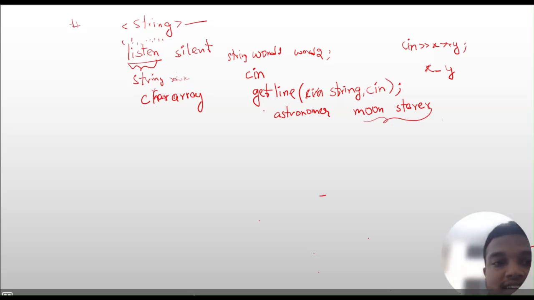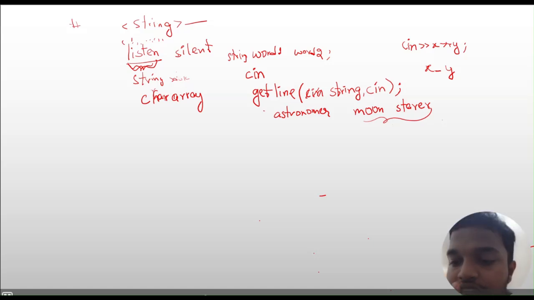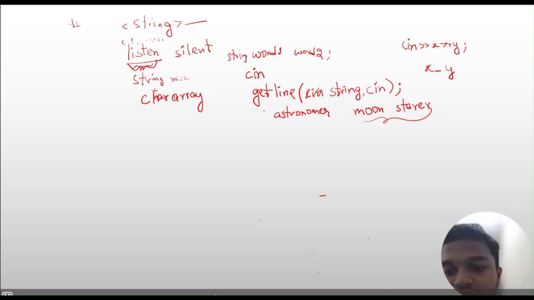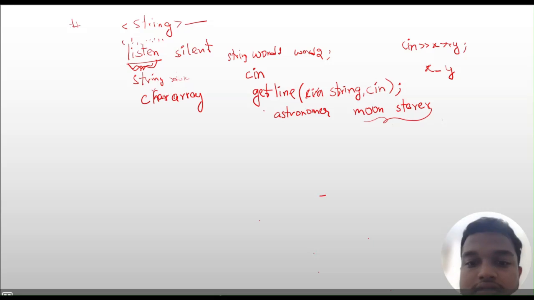Now, what's the main criterion for two words to be anagrams? Think about it: their size should be equal. Listen and silent have the same size. As in the definition, they should have the same size and every letter. Listen has six letters and silent also has six letters. So the first thing we need to check is that they have the same number of letters. If they don't, we can give the output that they are not anagrams of each other.